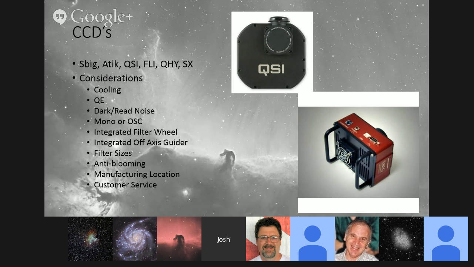Another thing to think about when you're picking your camera is whether you want mono or one-shot color. Some people love the integrated filter wheel and integrated off-axis guider. I really like the small package of the QSI, and it's all built together. I know that some other people in our forums like those to be separated and like to fiddle with each of them independently. I won't speak to their reasons, but you'll have to look at them yourself and decide why you like them.